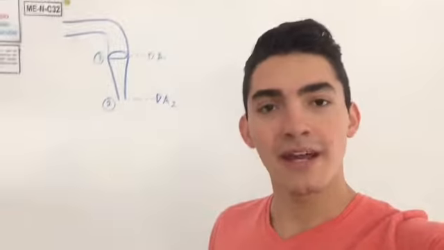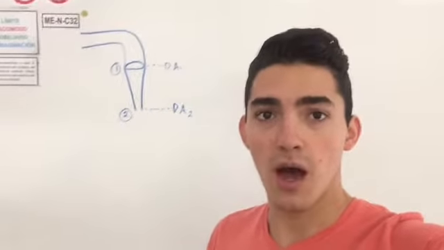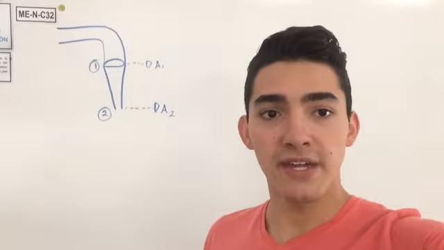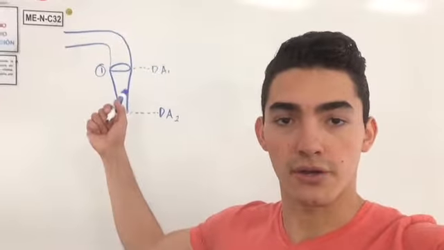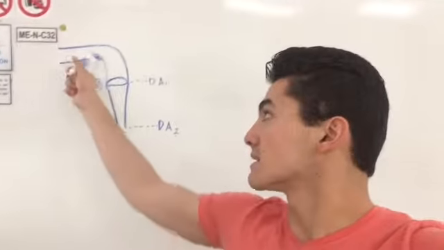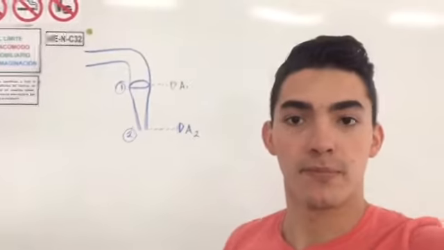Hi, I'm gonna explain how to solve a problem on Bernoulli's equation. And the problem says this. The figure shows a stream of water in steady flow from a kitchen faucet. This is the kitchen faucet and this is the stream.